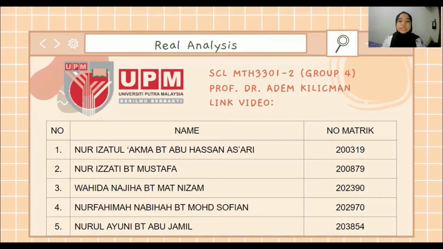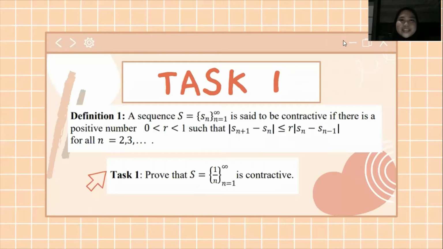We present to you guys the solution for SCL reanalysis that consists of 6 questions. So without wasting our time, we will give to you guys the solution for task number 1. So let's start with task 1.